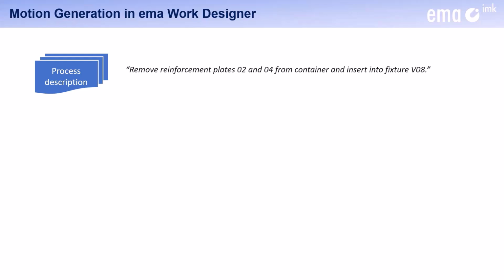And maybe to understand how actually motion generation in EMA Work Designer works, we have a motion generator in EMA Work Designer, and this means it's based on a process description. Maybe you want to have a work task, like here as an example, remove reinforcement plates 2 and 4 from container and insert into a fixture V08. And in EMA, we will create tasks. It's not a programming language or script-based language. You have some drag and drop so-called work tasks to give the digital human model a work instruction.